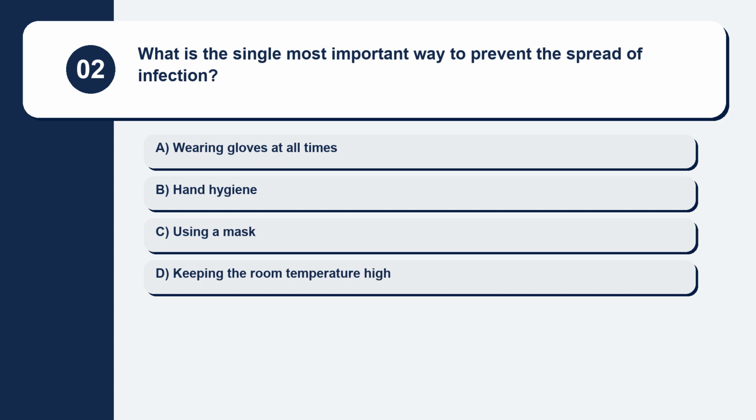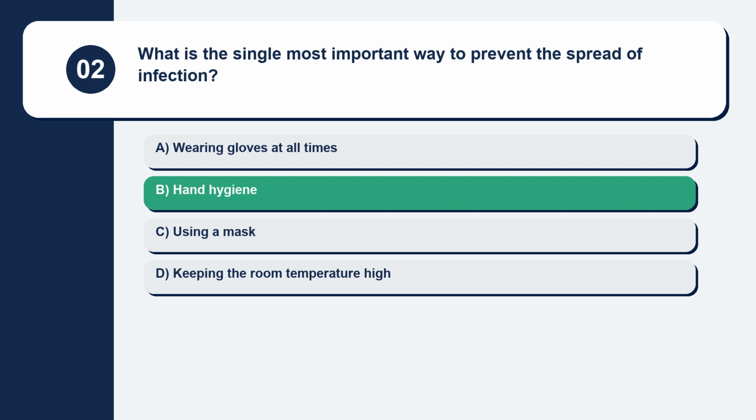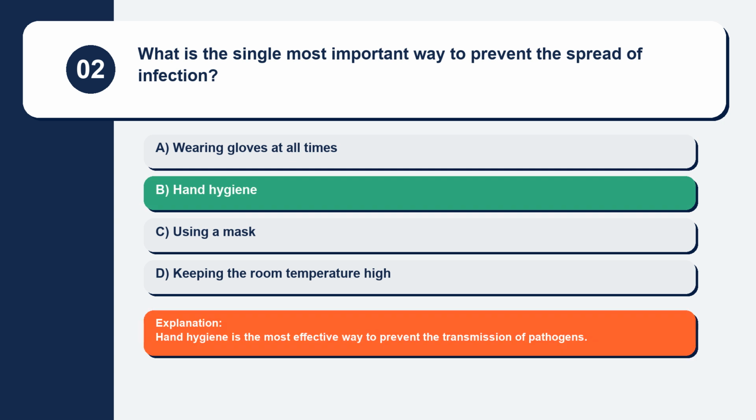Question 2. What is the single most important way to prevent the spread of infection? Wearing gloves at all times. Hand hygiene. Using a mask. Keeping the room temperature high. Hand hygiene is the most effective way to prevent the transmission of pathogens.